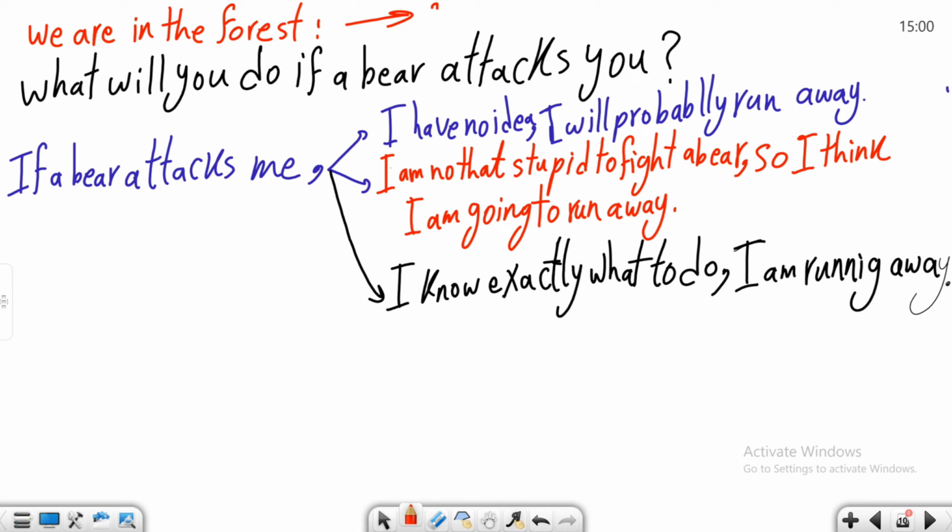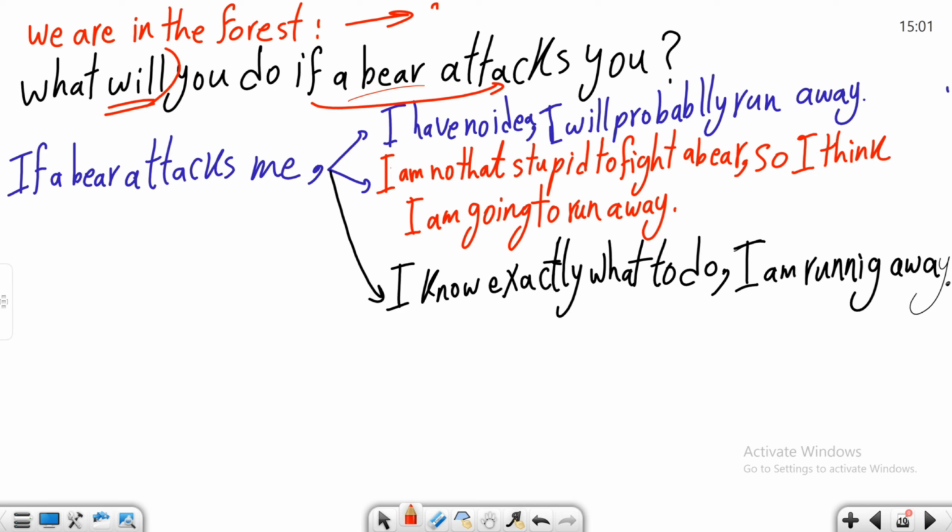So I am asking you now to imagine that you are in the forest, we are all in the forest, and I tell you, what will you do if a bear attacks you? This is a normal question. This question tells you we are in the forest, so it is logical that bears live in the forest. So it's normal that we have the possibility that a bear could attack us. And I ask you, what will you do? Will here, what will you do if a bear attacks you?